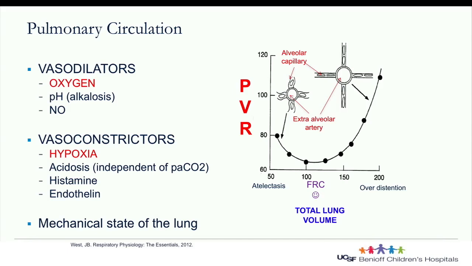Also important to note that the lung is unique in that the mechanical state of the lung is going to affect overall pulmonary vascular resistance. So states of atelectasis and also states of overexpansion or overdistension are going to compress different components of the pulmonary capillary bed and are going to lead to increased resistance. So we see this in the ICU very frequently. Both pulmonary vascular resistance and lung function are going to be optimal at the functional residual capacity of the lung.